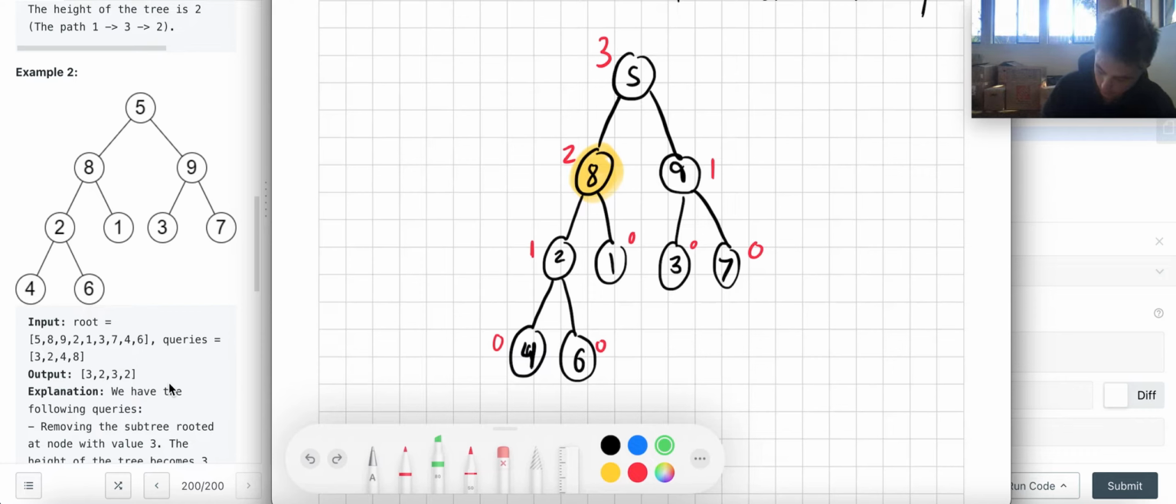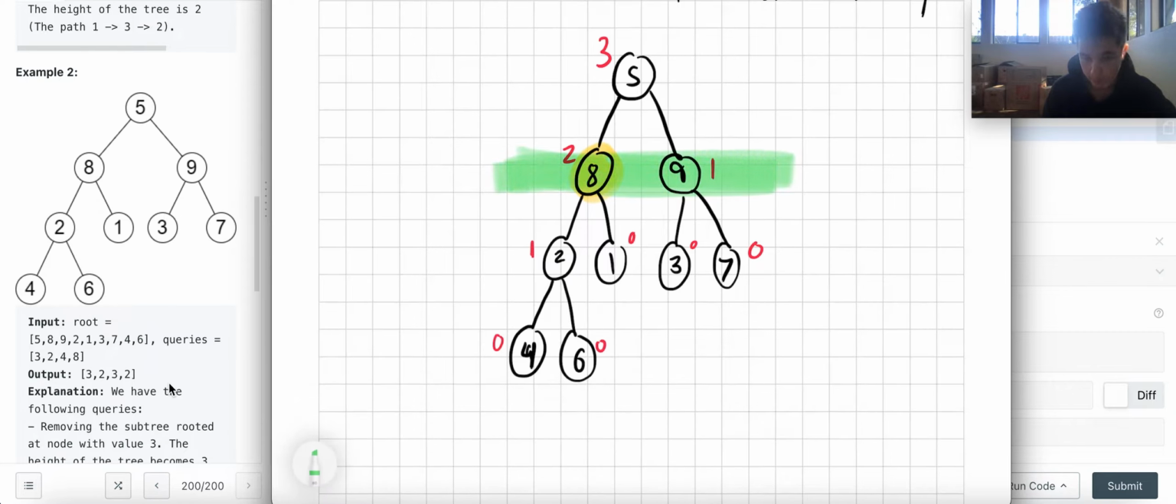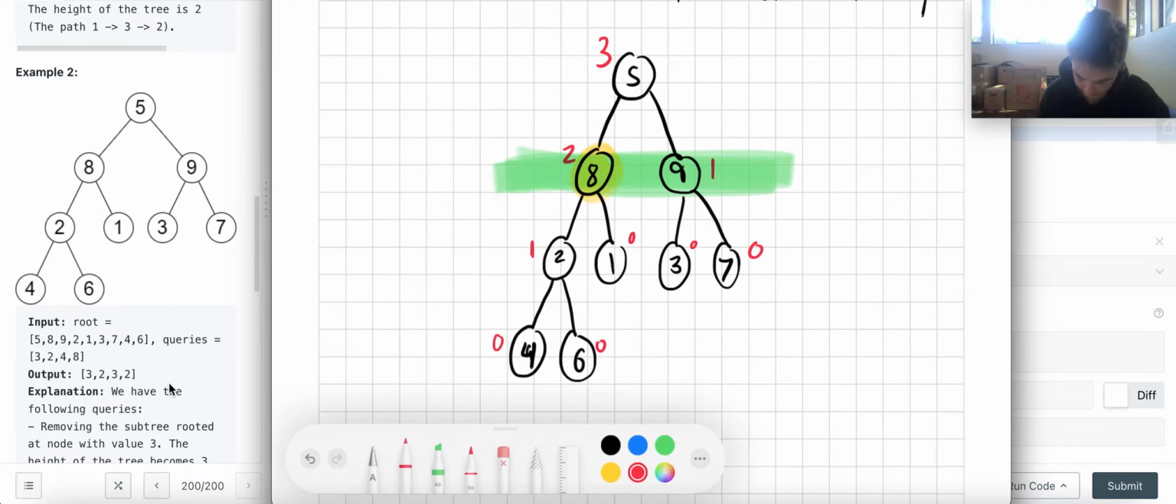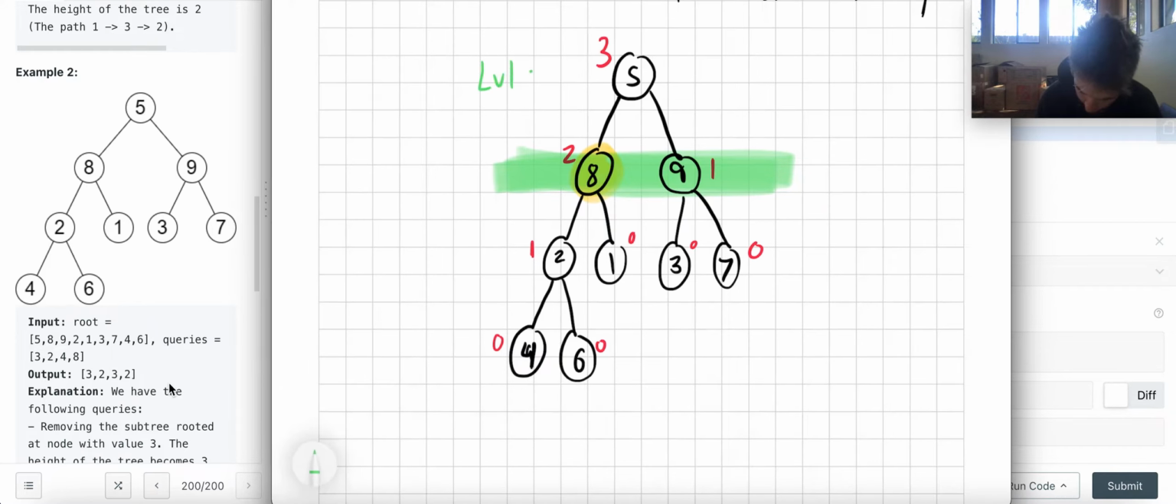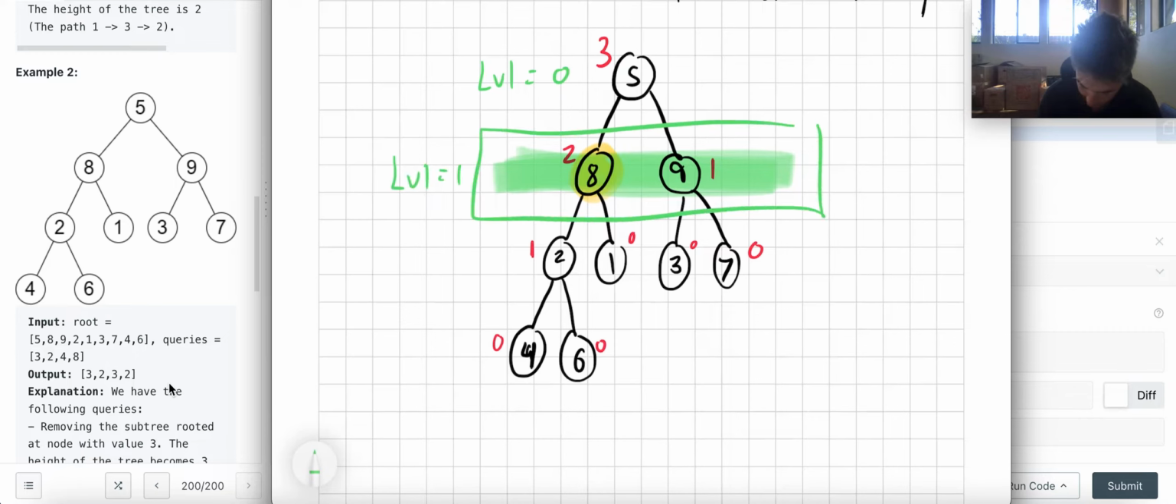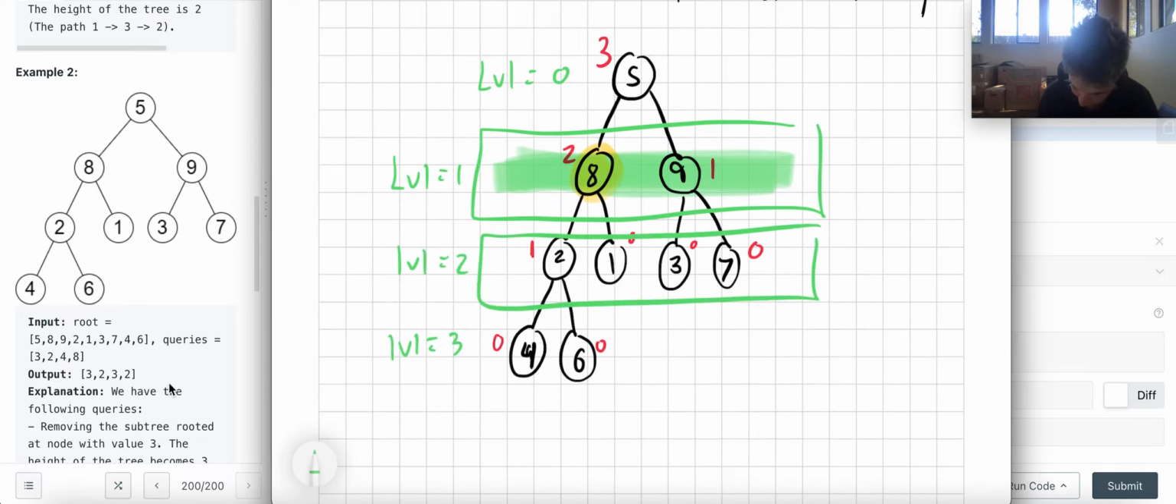So if you get to any level, like let's say we're looking at this level here, right? So let's look at this in terms of levels. Like this is level equals 0, and this is level equals 1. I mean by this whole area, right? And level equals 2, and level equals 3.